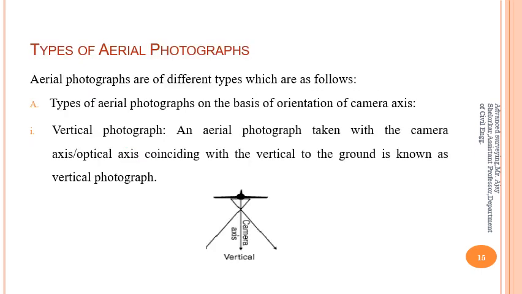Types of aerial photographs. Aerial photographs are of different types, which are as follows. The first type is based on the orientation of the camera axis. When the camera axis is perfectly vertical, the photograph is called a vertical photograph. Aerial photographs taken with the camera's optical axis coinciding with the vertical to the ground are known as vertical photographs.